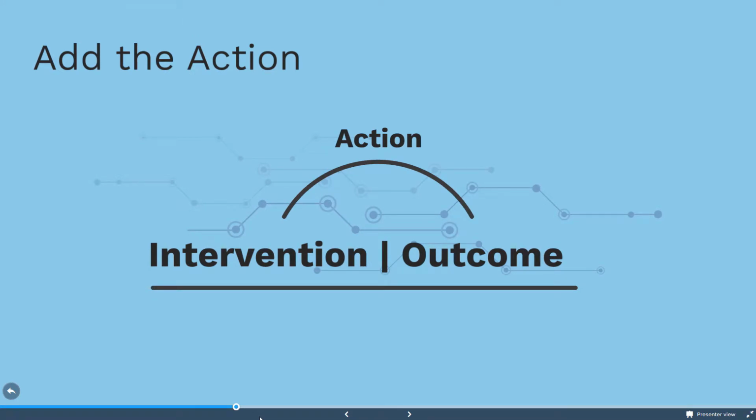So your action will connect your intervention to your outcome. Is your action going to be greater than, better than? Sometimes something being better is actually a lower score or a faster time. So make sure you specify the direction of that improvement. What does it mean for someone to get better?